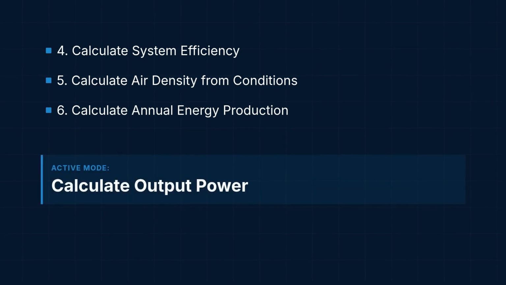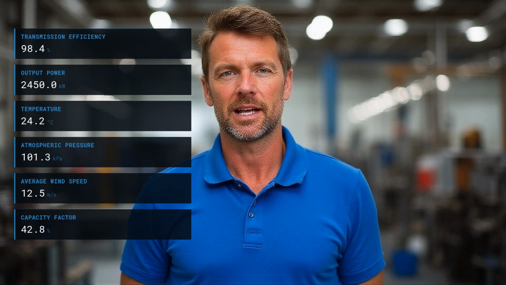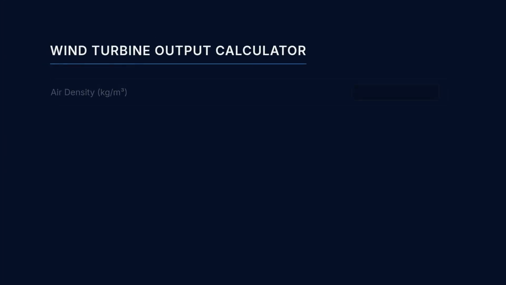For this demonstration, I'm using calculate output power mode. The input fields include air density in kilograms per cubic meter, rotor diameter in meters, wind speed in meters per second, power coefficient, transmission efficiency, output power in kilowatts, temperature in Celsius, atmospheric pressure in kilopascals, average wind speed and capacity factor. Let's work through an example.